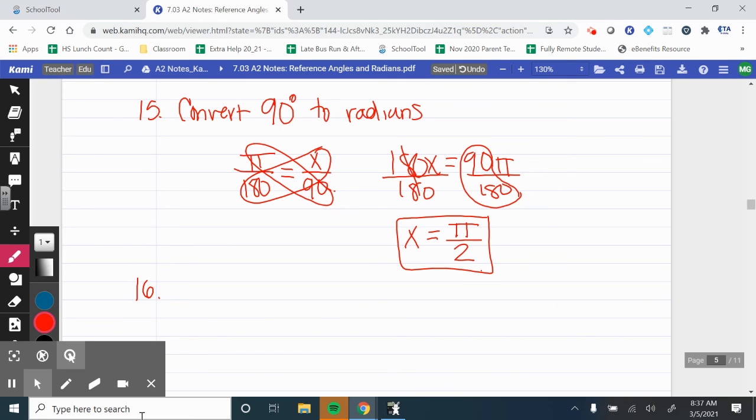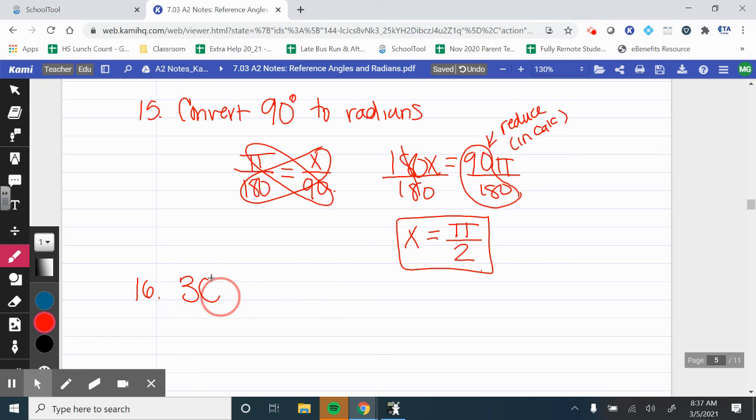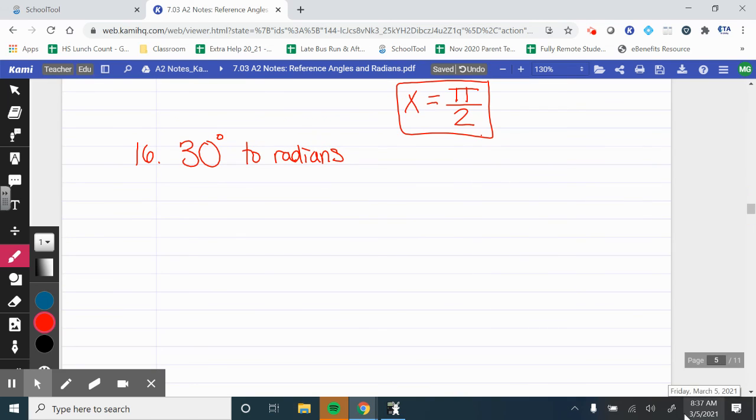We'll talk next class about our unit circle. So again, this part you're going to reduce, and you can use your calculator to do that, or that one you could have done in your head. All right, next one, convert 30 degrees from degrees to radians. Pause your video here and try to convert that using your proportion on your own and give the answer in a reduced fraction form in terms of pi.